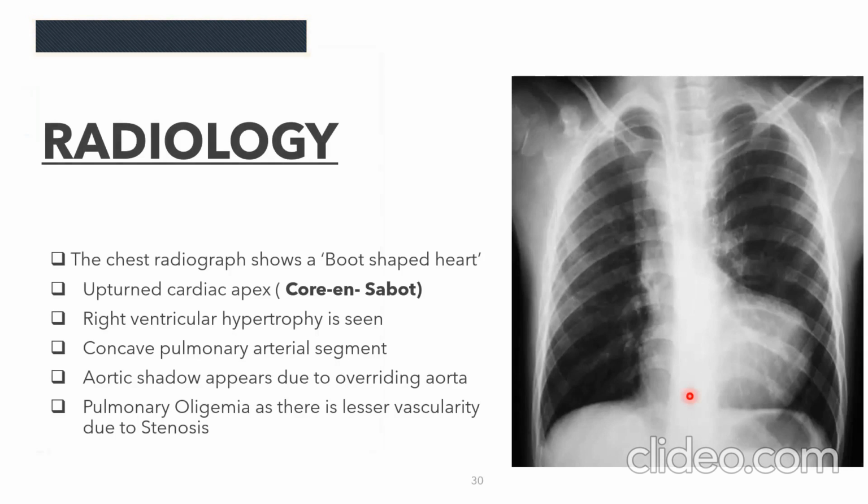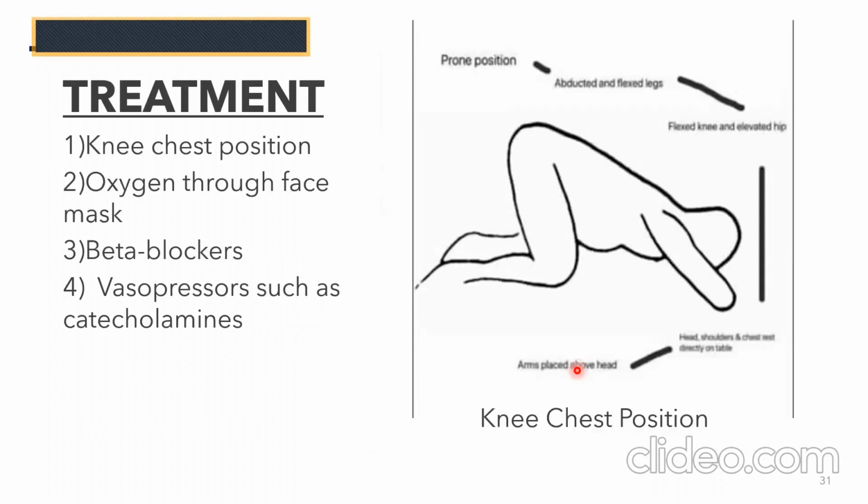Next, I will be discussing the radiology of tetralogy of Fallot. This is a radiograph. As we can see, a typical boot-shaped heart is seen here. There is an upturned cardiac apex, which is also called a coeur en sabot, and the right ventricular hypertrophy is seen here, and the overriding aorta can also be seen. In the lungs we can see pulmonary oligemia. It is due to the pulmonary stenosis, because of which the vascularity as well as the blood flow to the lungs decreases. So this is all about the radiology as well as the diagnosis.